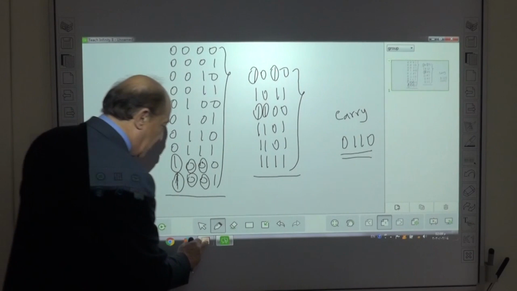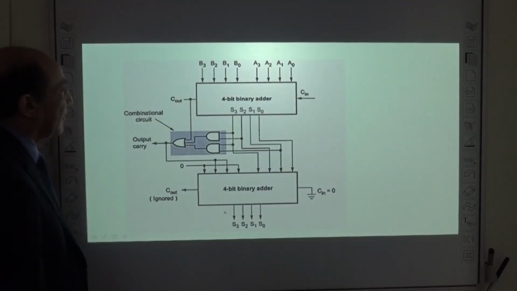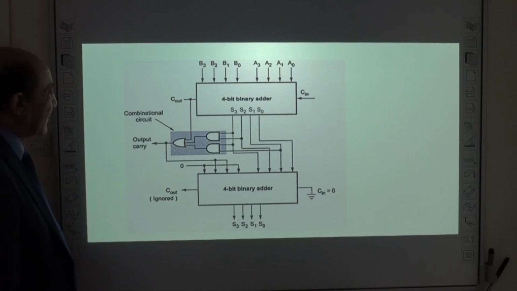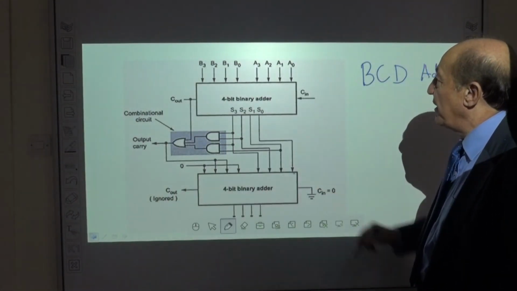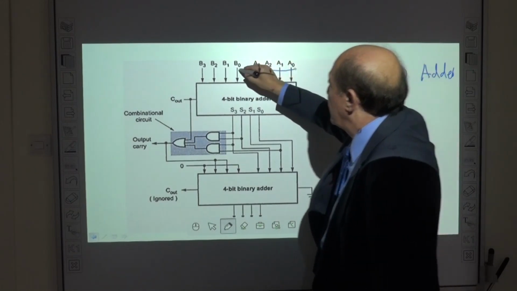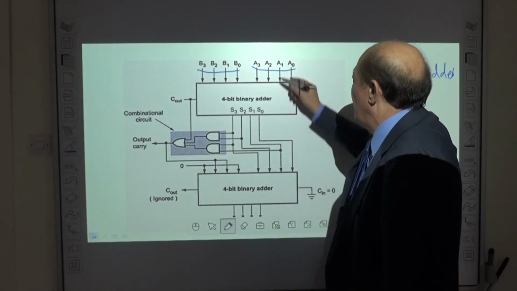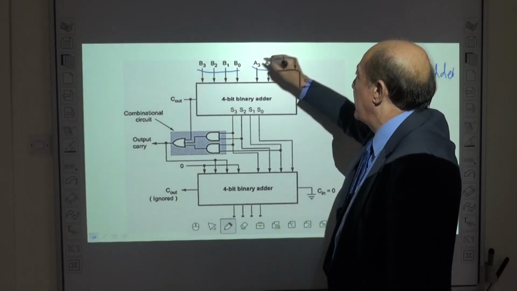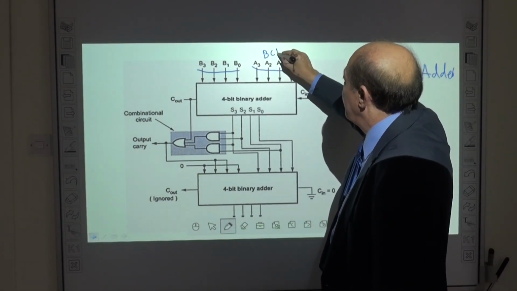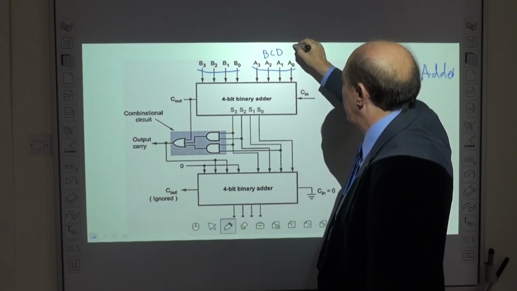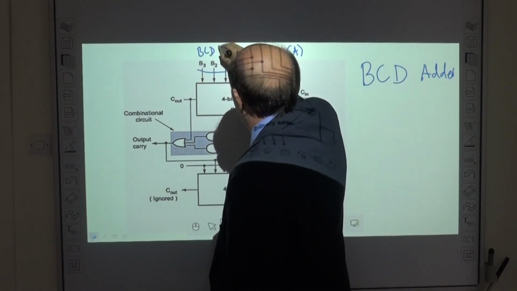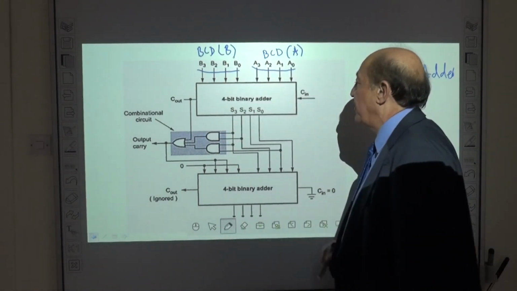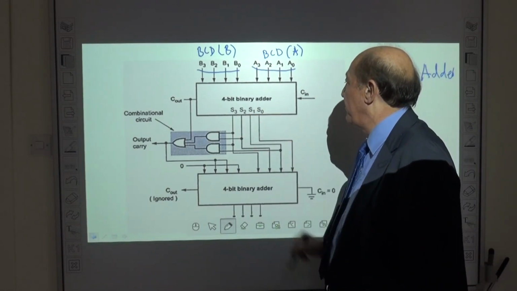We'll go back to the circuit. This is a BCD adder. It is used to add two decimal digits coded in binary. So we have 4 bits for each digit. This is the first BCD for A, and this is the BCD for B. They are applied here, and we have here the sum. This is the carry.